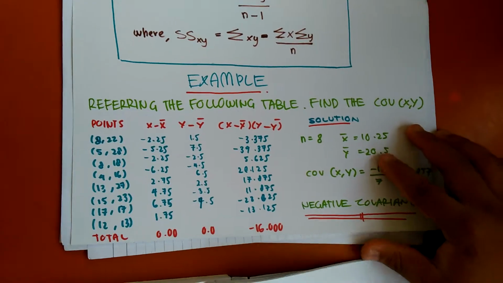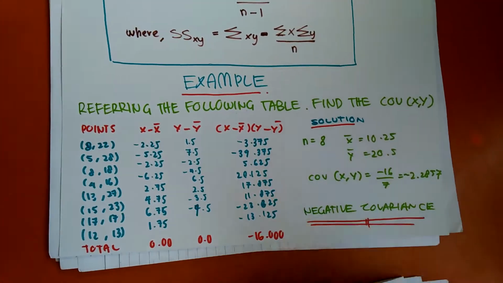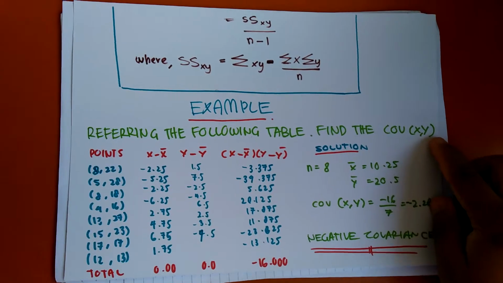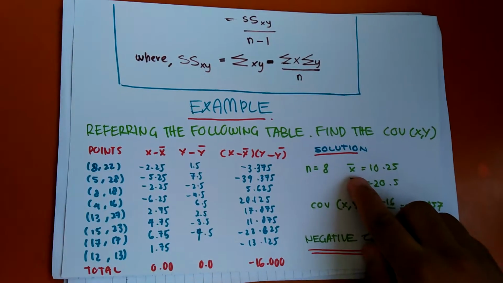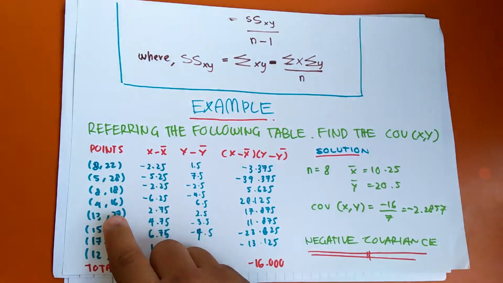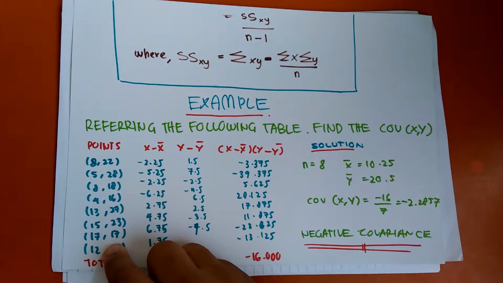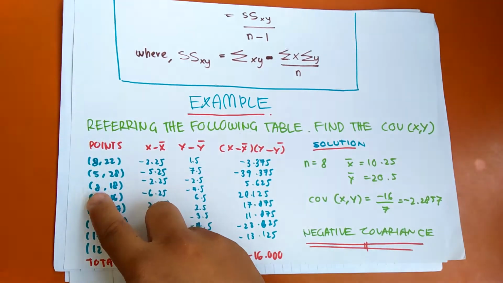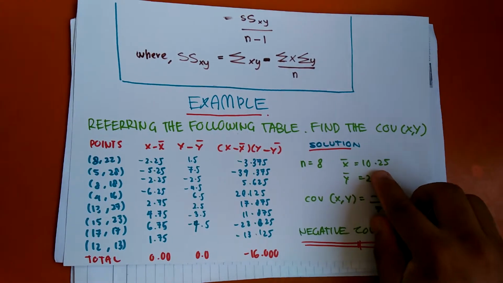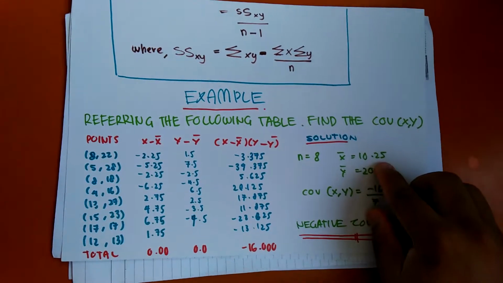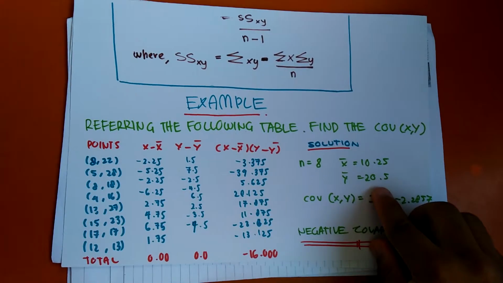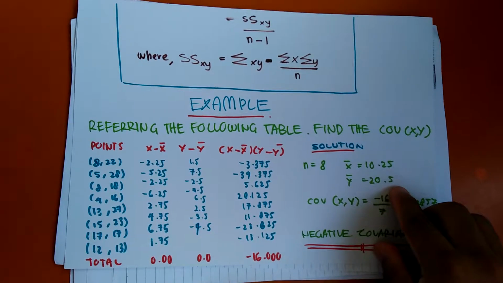Let's take a look at the example. For this question, to find the covariance, first of all, we must find the mean of x. Based on this table, there are 8 elements. To get the mean of x, we add all the x values and divide by 8 to get the mean, which is 10.25. It is also the same for the mean of y. We will get 20.5.